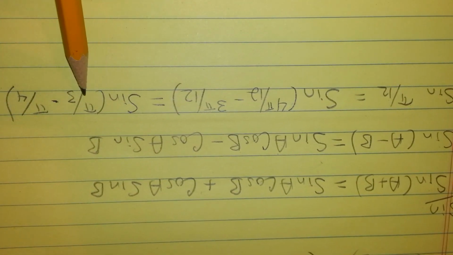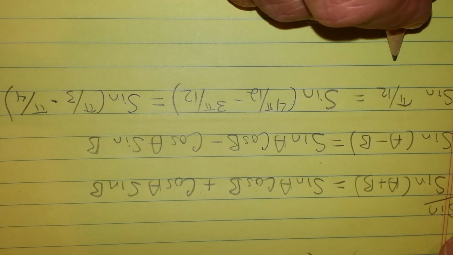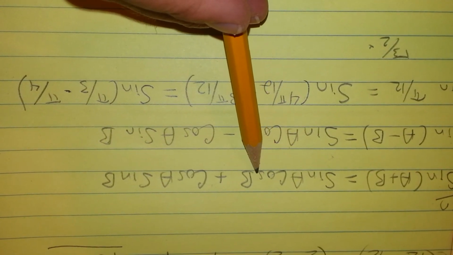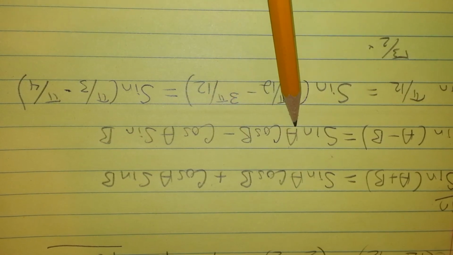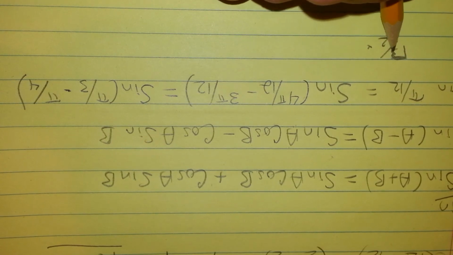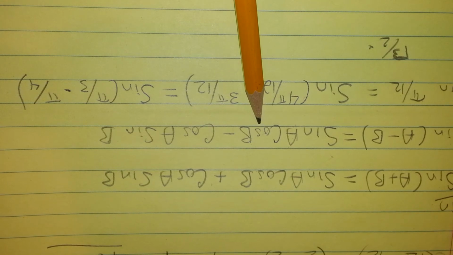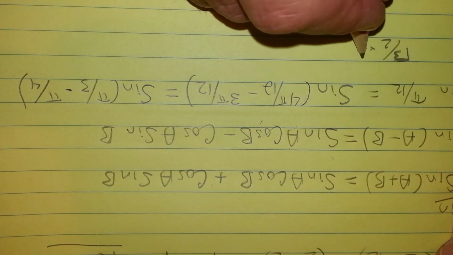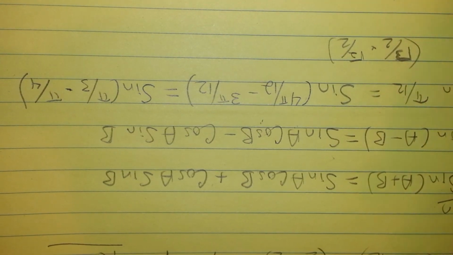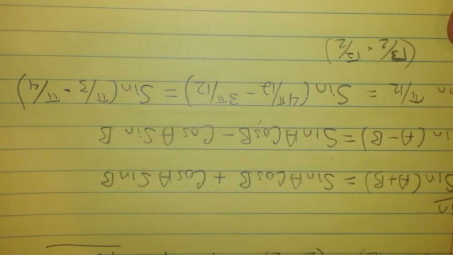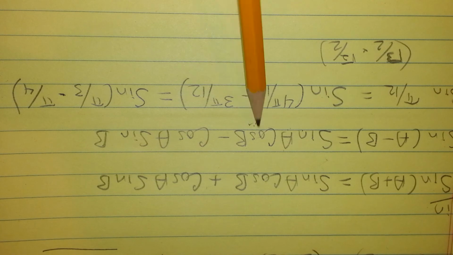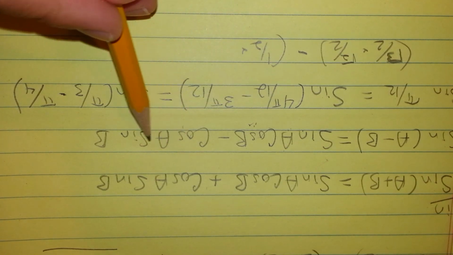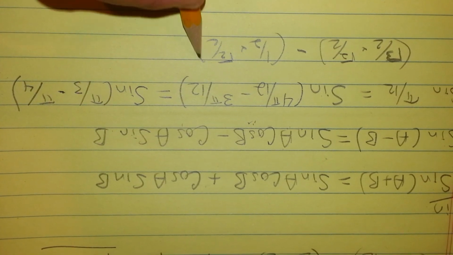So sine of pi thirds is root 3 over 2, times cosine of pi fourths, which is root 2 over 2. Then we're doing the minus, okay, cosine of A, which is pi thirds, that's 1/2, times sine of B, which is pi fourths, which is root 2 over 2.